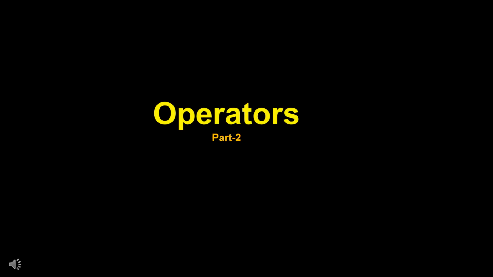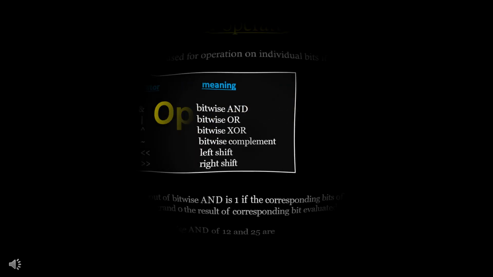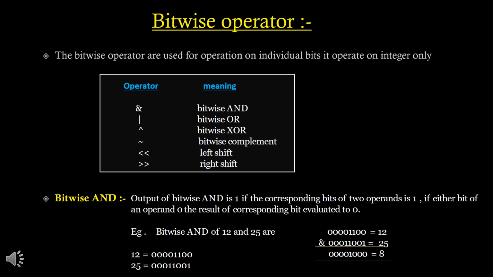Welcome, everyone. Today, we'll dive deeper into operators in C, focusing on Part 2. Let's explore bitwise operators and their fascinating applications in programming. In this section, we'll cover the meaning and use of bitwise operators, including AND, OR, XOR, complement, and the left and right shift operators. These operators work directly on binary digits or bits, offering high efficiency in various computations.